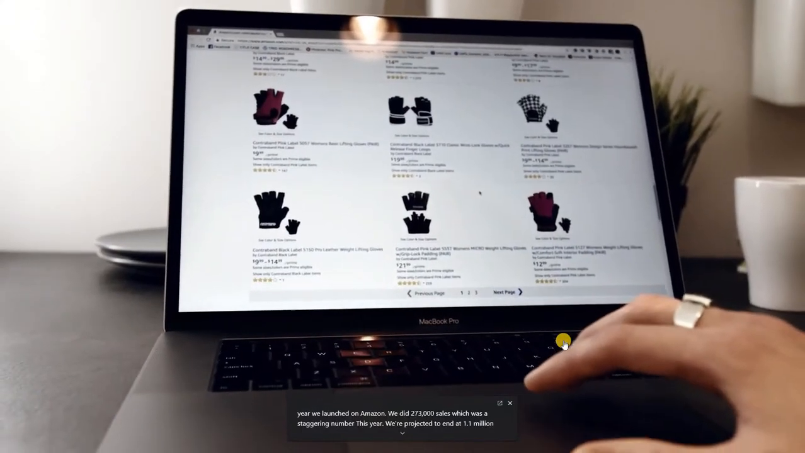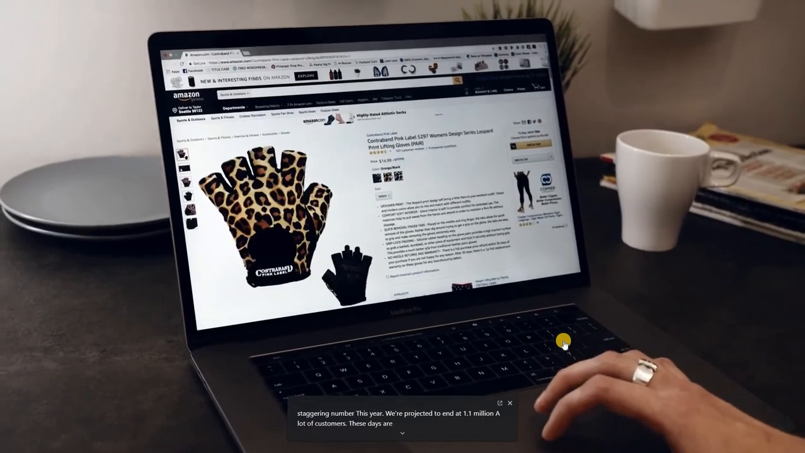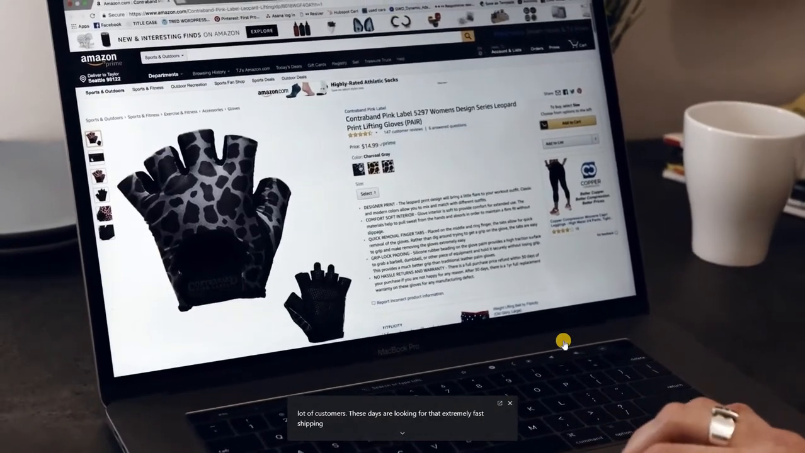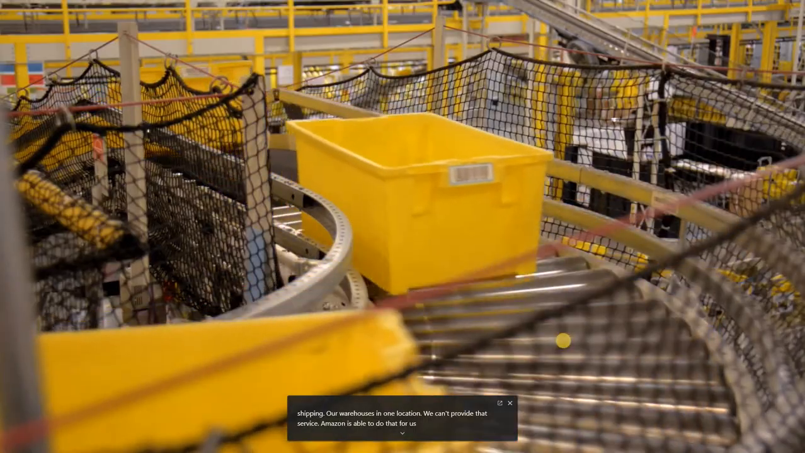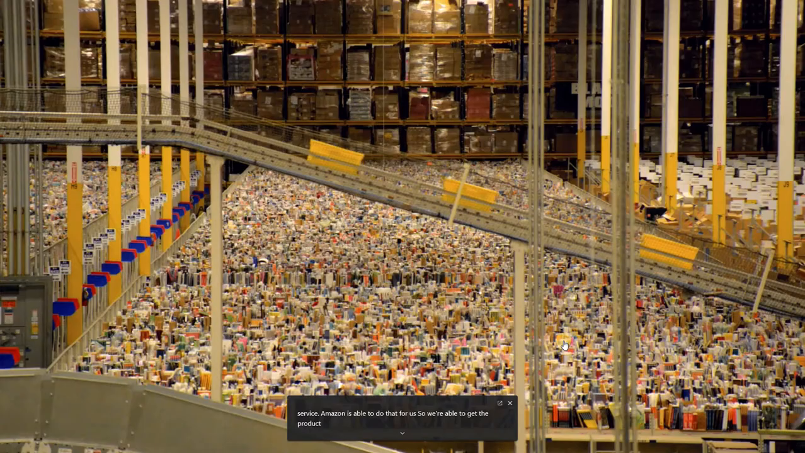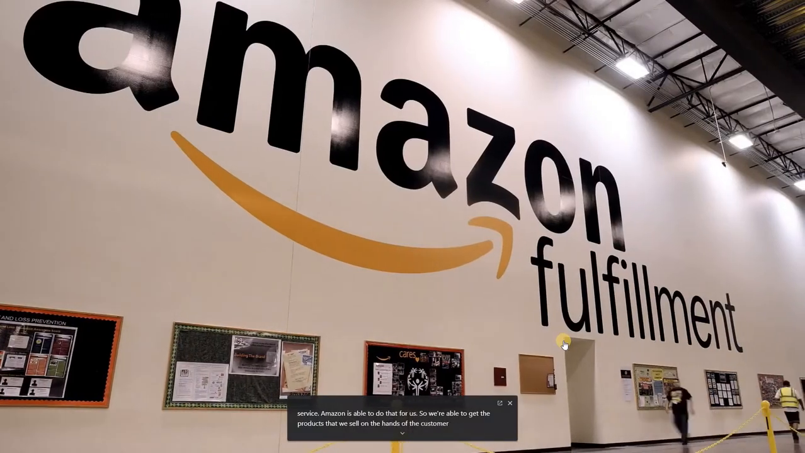A lot of customers these days are looking for that extremely fast shipping. Our warehouse is in one location. We can't provide that service. Amazon is able to do that for us. So we're able to get the products that we sell in the hands of the customer within 2 days, and that has been a huge help for us.